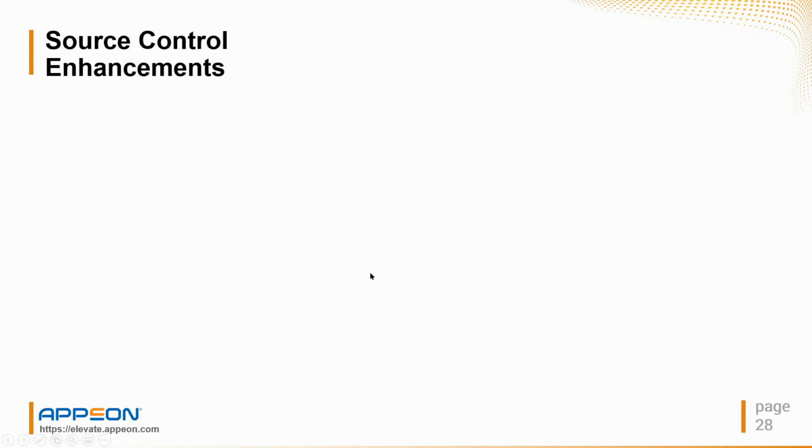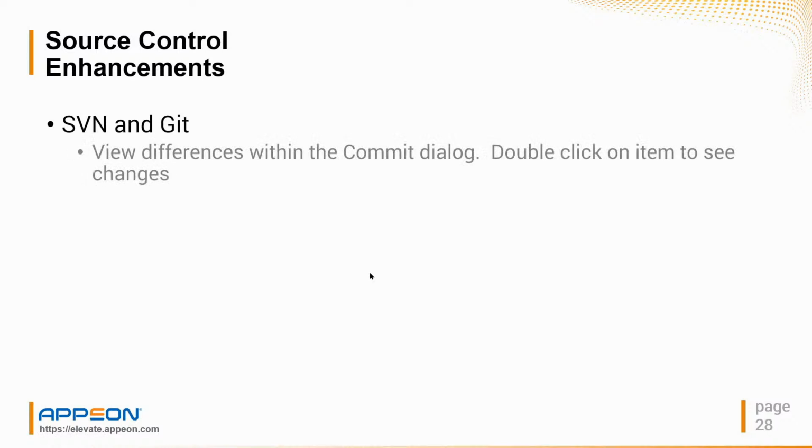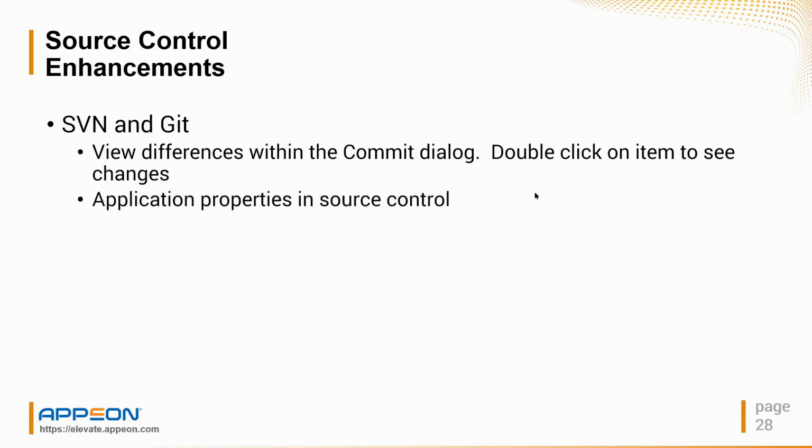Look at source control enhancements for SVN and Git, both. The commit dialog now shows you what objects are being committed, and if you double click on the objects, it will allow you to see what the changes are in the individual objects, so you can actually see what it is you're about to commit.